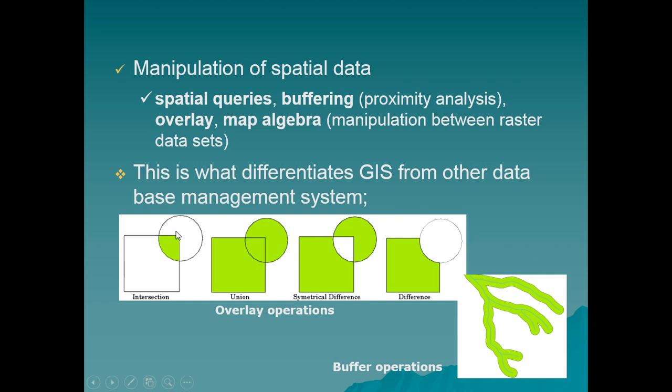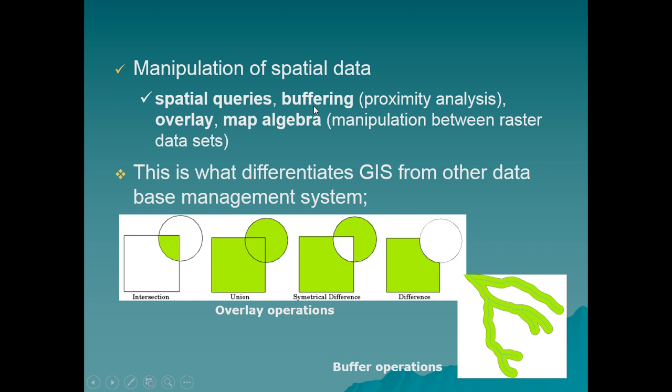For example, if you look at this schematic below here, it gives an example of what some of these queries might be. If you have two features that intersect each other, the green represents the output, so that would be your result. These are all examples of spatial queries.